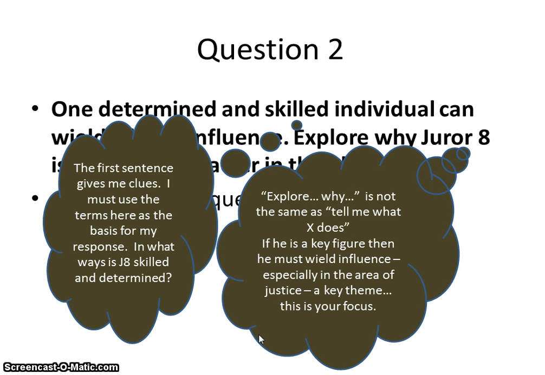Going on, I'm asked once again to explore, so I know I'm going to have to find a range of ideas. But explore why is not the same as tell me what X, in this case Juror 8, does. If he is a key figure, then he must wield influence, especially we assume in the area of justice, fight against prejudice, which are perhaps the key themes of the play. He does it by being determined and skilled. I need to find those moments in the play and then discuss the choices that the author has made when he has put them onto the paper.